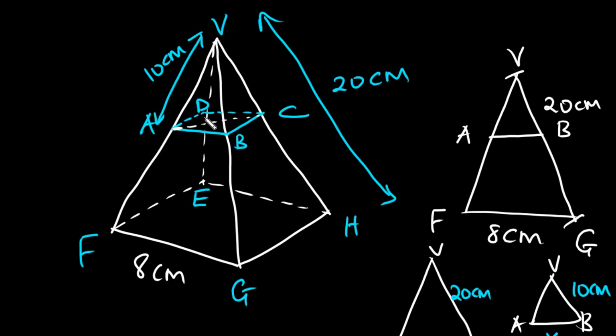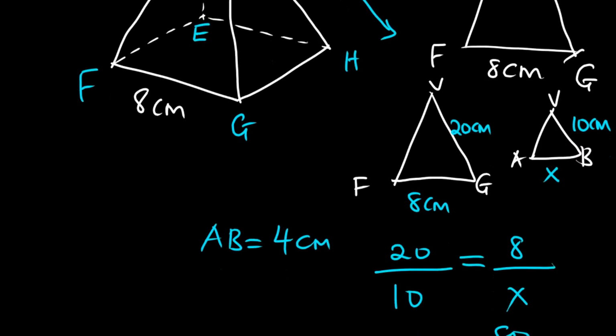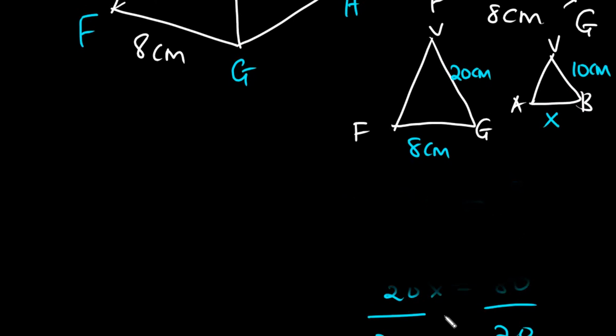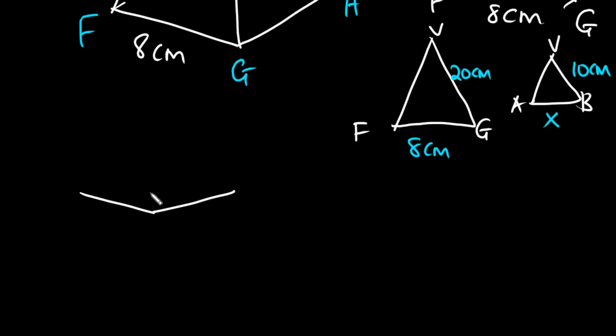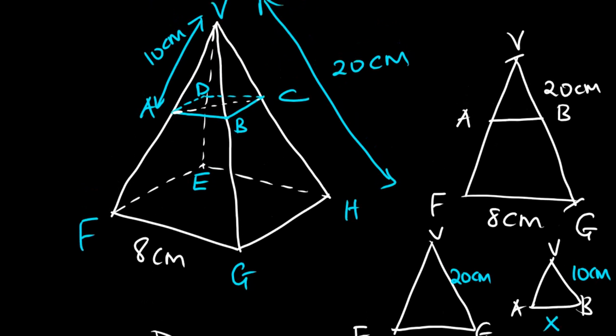So to make our work easier, let me extract that plane. So let me clear some space here. If I extract that plane, it looks something like this. Okay, it's a square plane, though it's not that perfect, and it measures 4 centimeters by 4 centimeters. So this is A, this is B, this is C, and this is D. Okay, can you all see that?